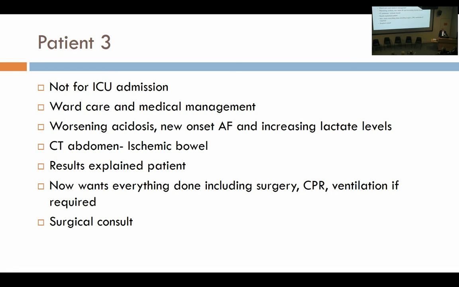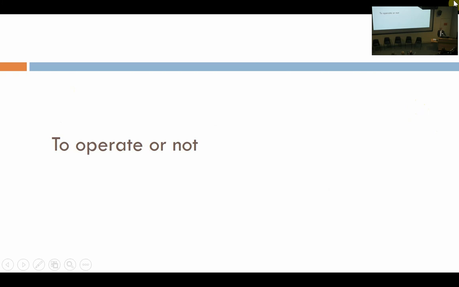So these were explained to the patient, who now said, I want everything done. I want surgery, I want ventilation, I want CPR, because this is something that's reversible. So ask the same question again. What would you do now in this situation? Would you operate or not in somebody who now has an advanced care directive, and we've taken that at face value? Now he's changed the advanced care directive. So I don't have the answers, but I'm hoping that this will be answered towards the end of the talk. Sorry, yeah?